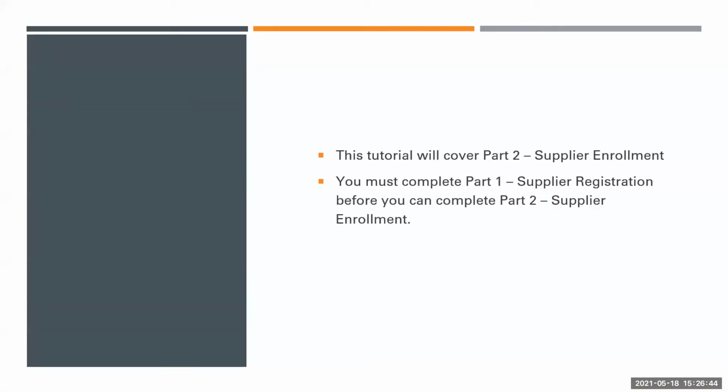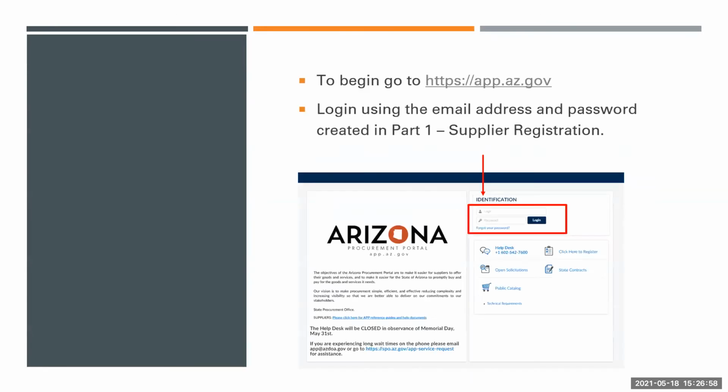This tutorial will cover Part 2, Supplier Enrollment. You must complete Part 1, Supplier Registration, before you can complete Part 2, Supplier Enrollment. To begin, go to app.az.gov. Log in using the email address and password created in Part 1, Supplier Registration.